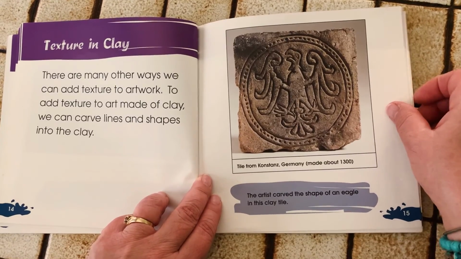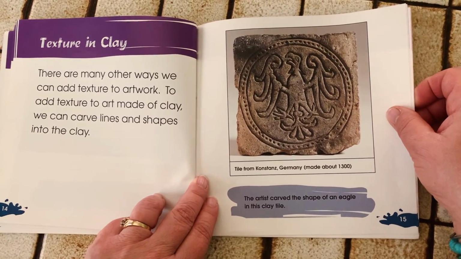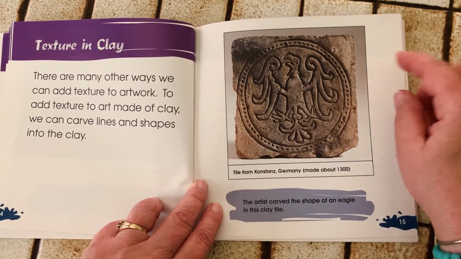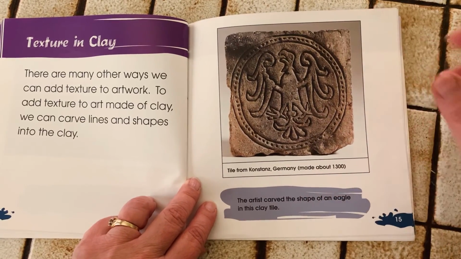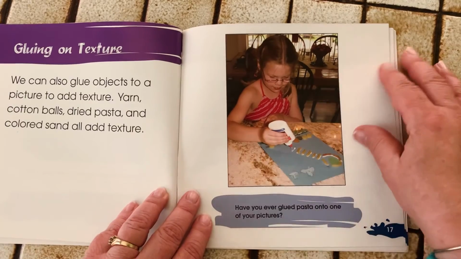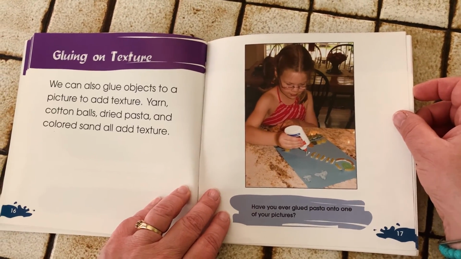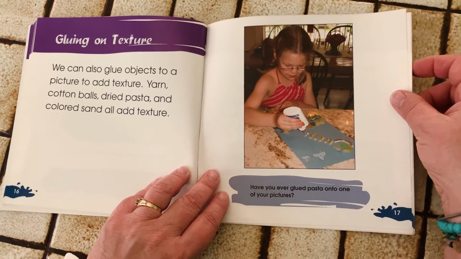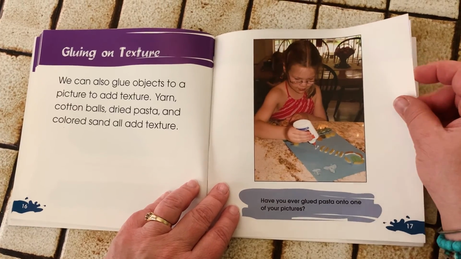There are many other ways we can add texture to artwork. To add texture to art made of clay, we can carve lines and shapes into the clay. So when the clay is wet and it's soft, you can carve all these designs in it and then it will harden up and the texture will be there. We can also glue objects to a picture to add texture. Yarn, cotton balls, dried pasta, and colored sand all add texture. Have you ever glued pasta onto one of your pictures?